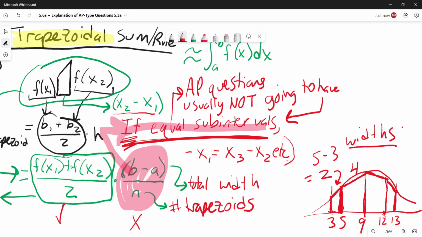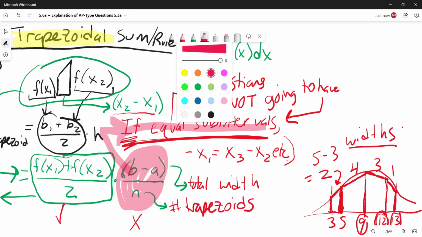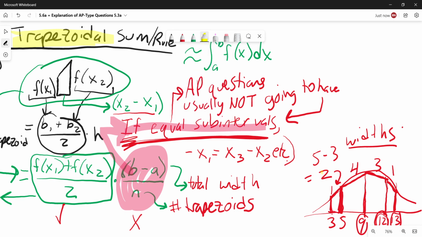Okay, 12 minus 9 is 3. 13 minus 12 is 1. So your widths here would be, let me see if I can do this. Okay, back to yellow. So your widths would be 2, 4, 3, and 1, right? And so you would plug those in up here in your formula.